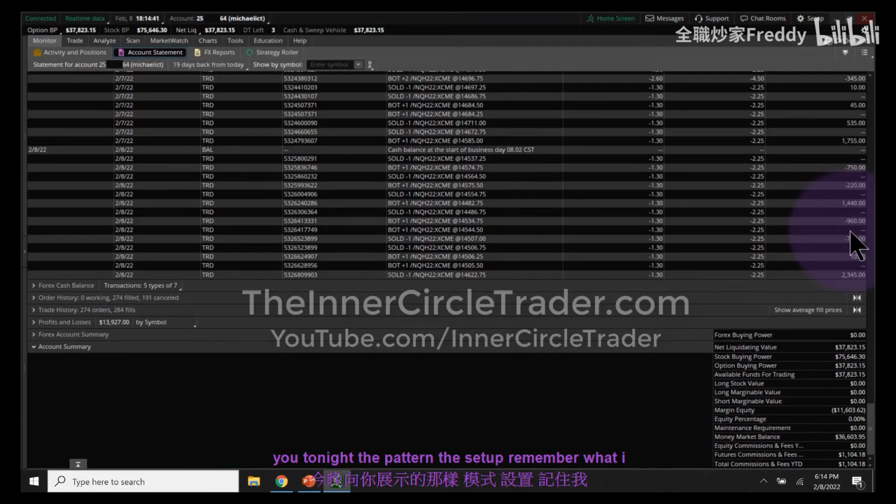Then I'm going to look at the S&P like I showed you tonight. The pattern, the setup, remember what I was telling you at the beginning of this mentorship? This pattern forms every single day, but you have to look for it. It may not be in your asset. It may not be in your particular market, but it exists. All of these markets move like boats in high tide and low tide. All boats rise in high tide. All boats drop and lower with low tide.